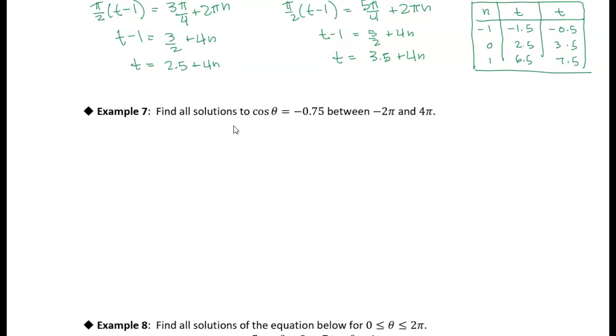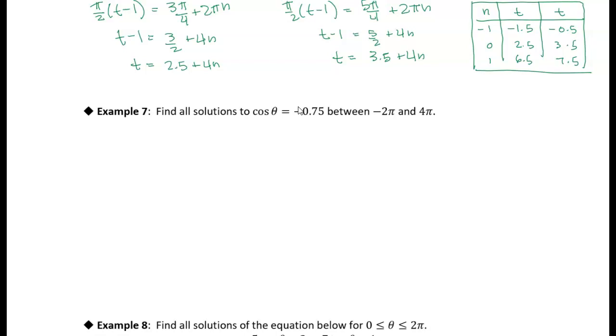All right, here's one where we're solving for cosine. Cosine of theta equals negative 0.75 between negative 2 pi and 4 pi. Okay. Now this one is not going to give us an angle that's a nice 30 or 60 or 45 or some other angle with that reference angle. If you look at 0.75, you don't recognize that as something that we've been drawing on the unit circle. So we just have to use our calculator. So that's why I wanted to show you this one.